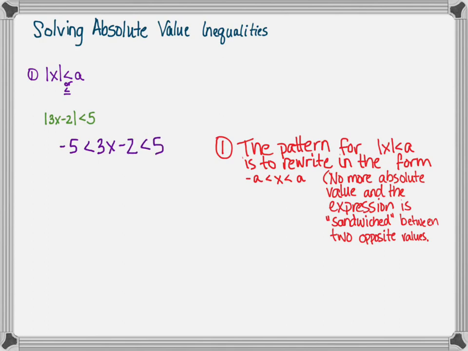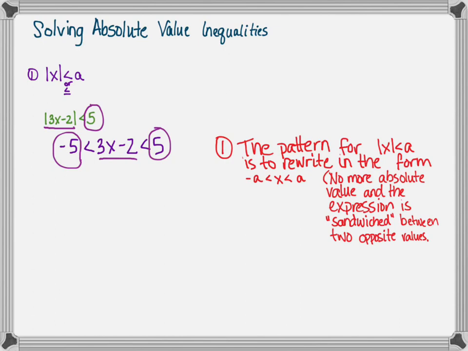So I could write, for our example, negative 5 is less than 3x minus 2 is less than 5. We took the part that was in the absolute value symbols, 3x minus 2, took away the absolute value bars. I still have the less than 5. And to the left, I take the opposite of 5, which is negative 5.